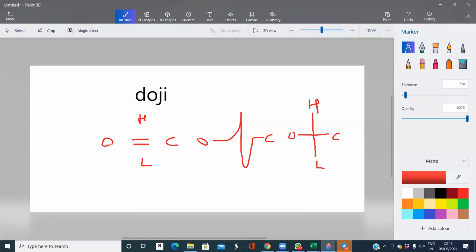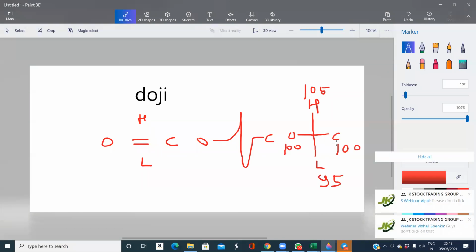Suppose any stock opens at 100 rupees. It also closes at 100 rupees, so opening is equal to closing. It made a high of 105 rupees and it made a low of 95 rupees. So this is about the doji candle.